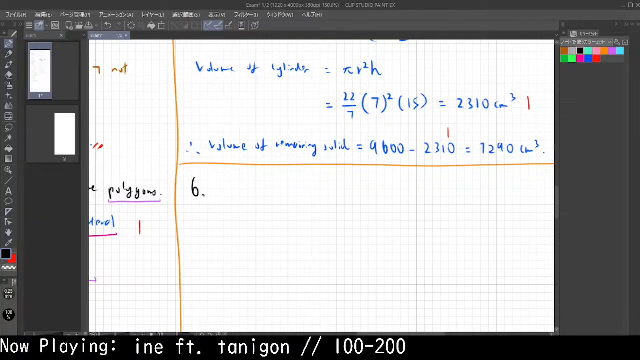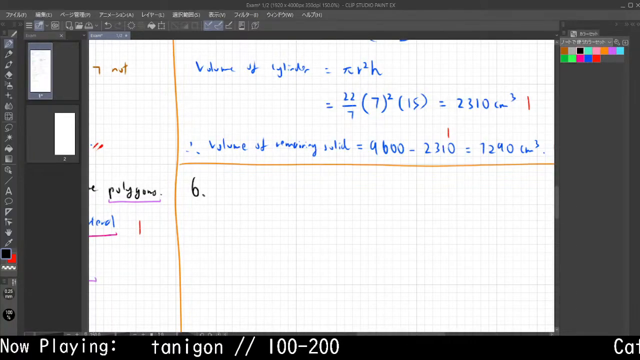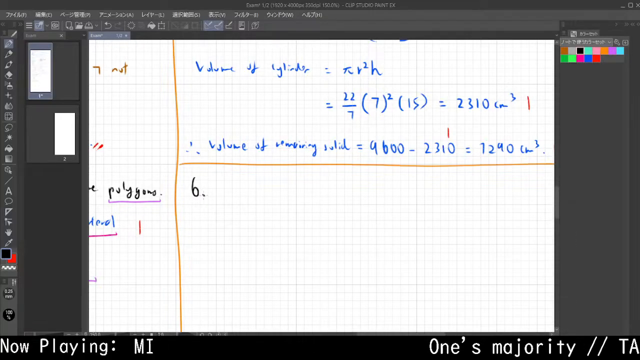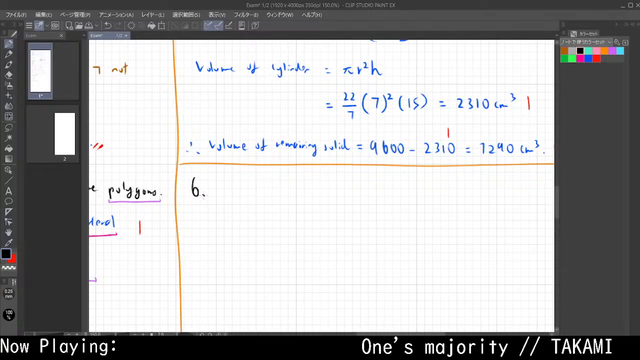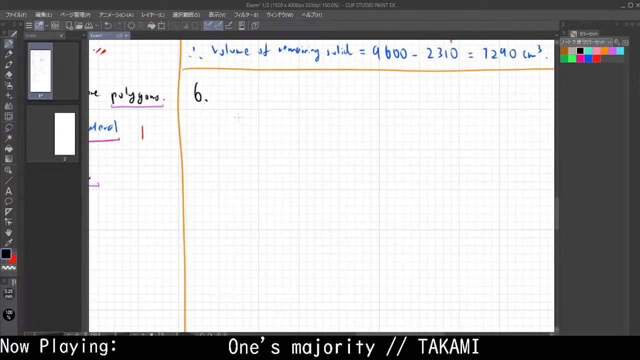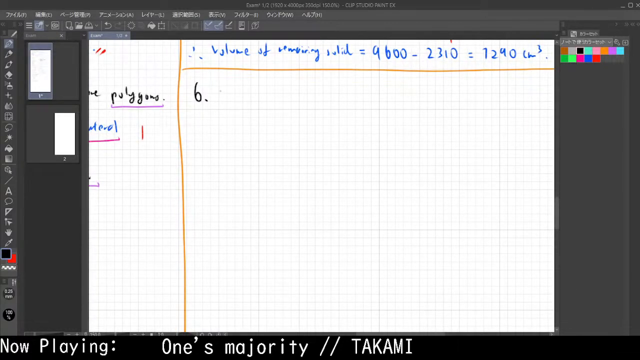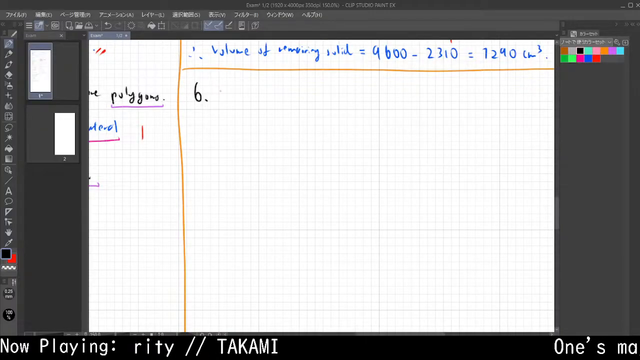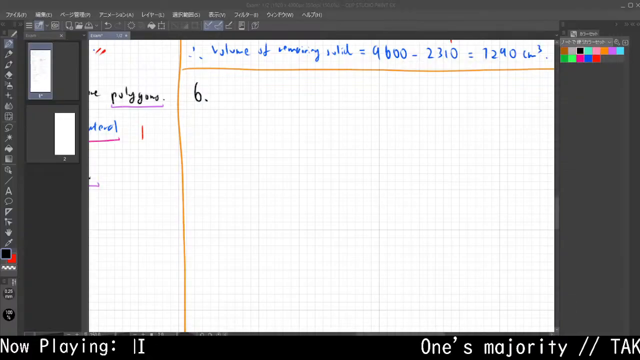Okay, Q6. Again, she shows the Kuala Lumpur Tower. Point P is 500 meters away from the Kuala Lumpur Tower. So for this one, you just draw. I know it looks a bit slanted, it just looks slanted.